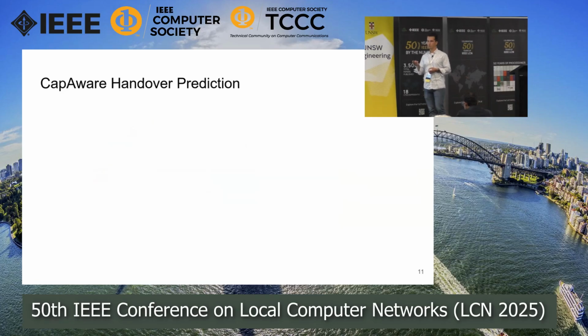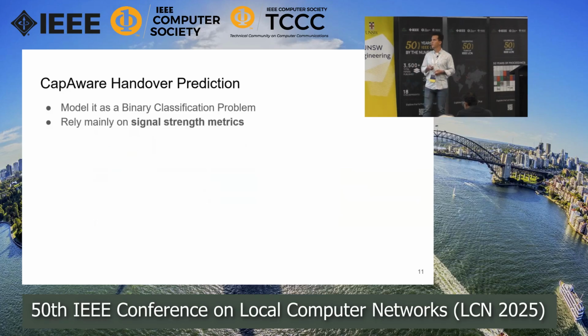Let's start with the handover prediction part. We model this as a binary classification problem, so this could be viewed as yes or no. We are mainly relying on signal strength metrics, the ones that I mentioned before, but we have the option of using GPS localization features, for example.